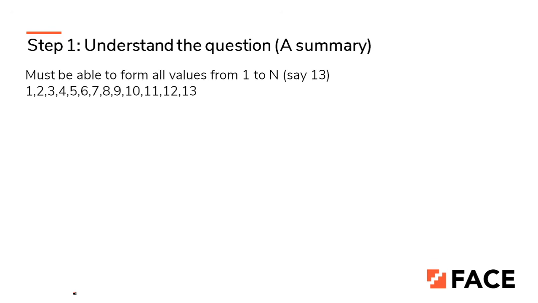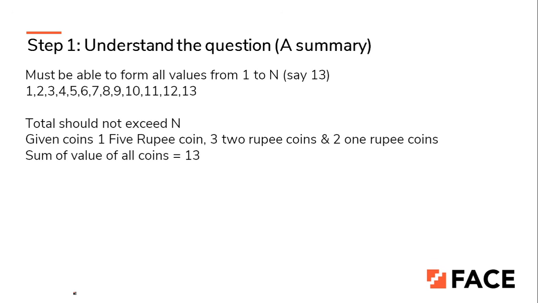Now what are the things? The first thing is you must be able to form all values from 1 to n. So in this case when it was given 13, I should be able to form all the values 1, 2, 3, 4, 5, 6 up to 13. Now the next thing is, the total value should not exceed n. Because in a lot of cases, there can be combinations where you just throw in a lot of 5 rupee coins, minimizing 1 and 2 rupee coins. But in that approach, the total value might exceed n.